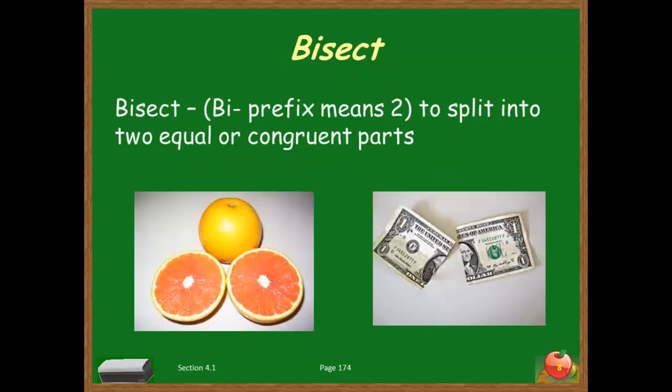Bisect. The prefix bi means two. To bisect something, we split it into two equal or congruent parts.